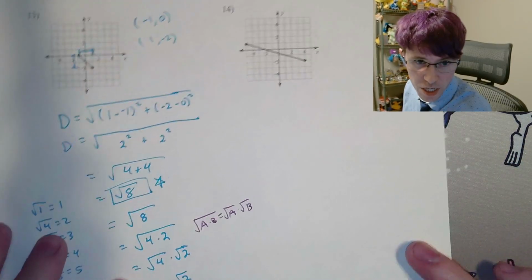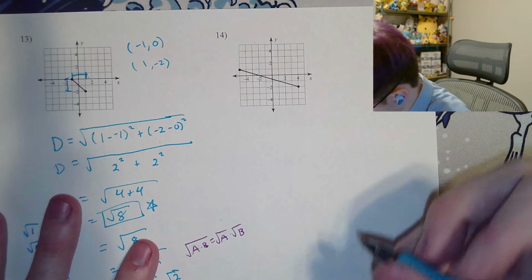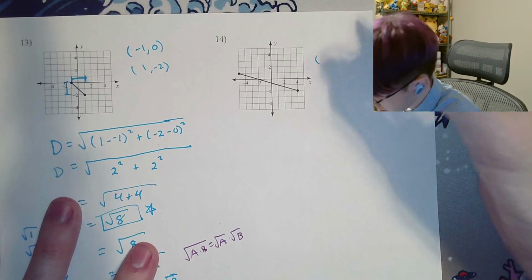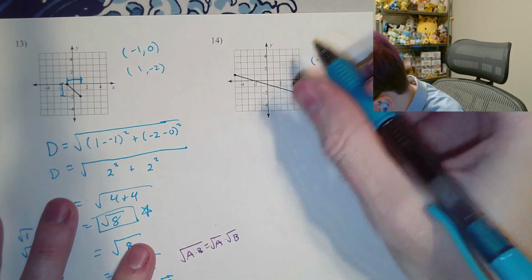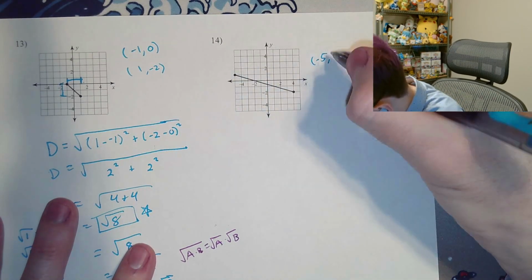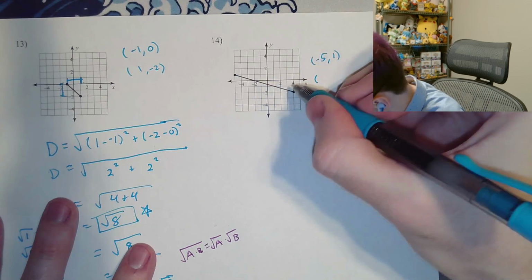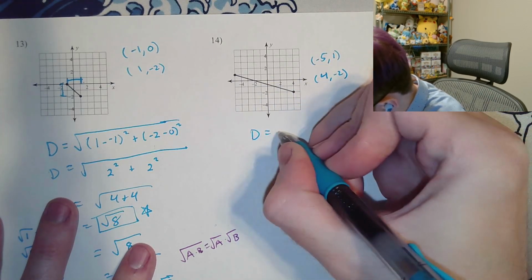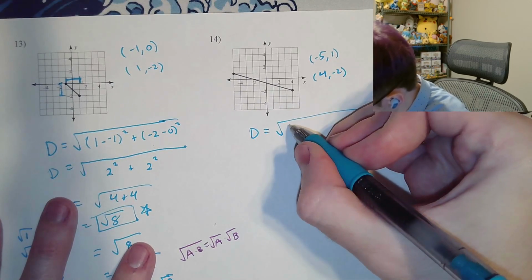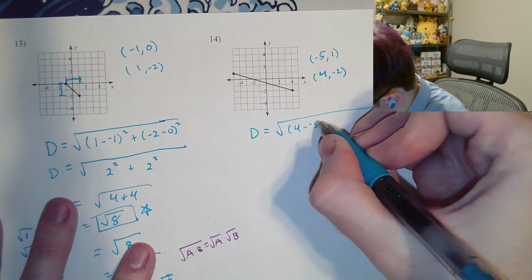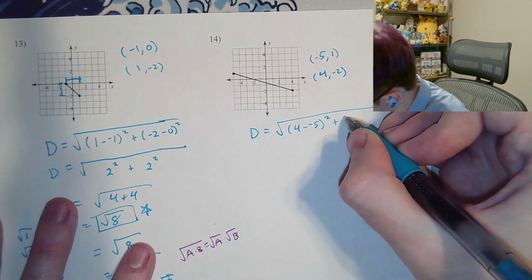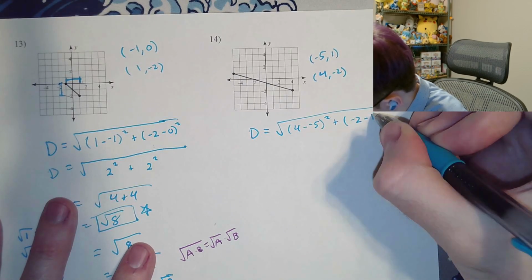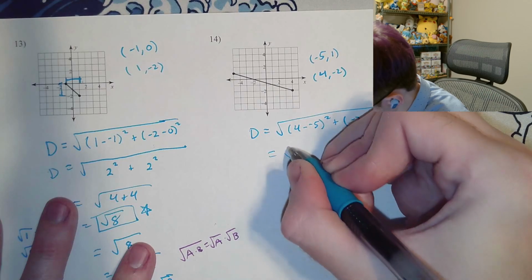We're going off to question 14. Finalizing it. Here we go. What's our first coordinate here? Yep, we got -5 because you're going over 5 up 1. And then our other coordinate here looks to be 4 comma -2. And our distance is going to be the second x value minus that first x value all squared, plus the second y value minus the first y value all squared.